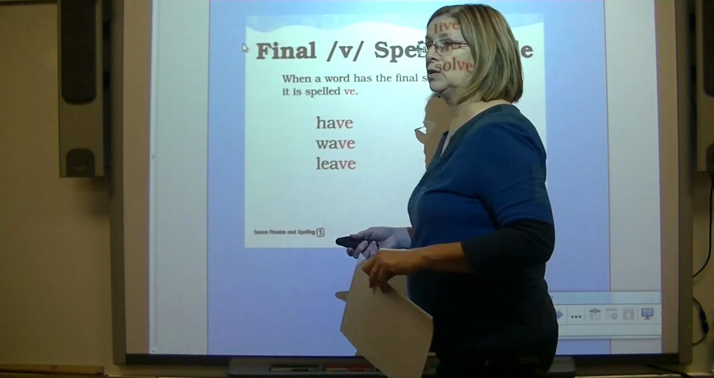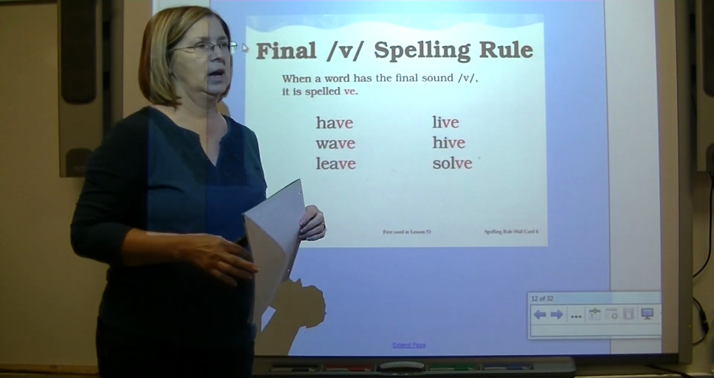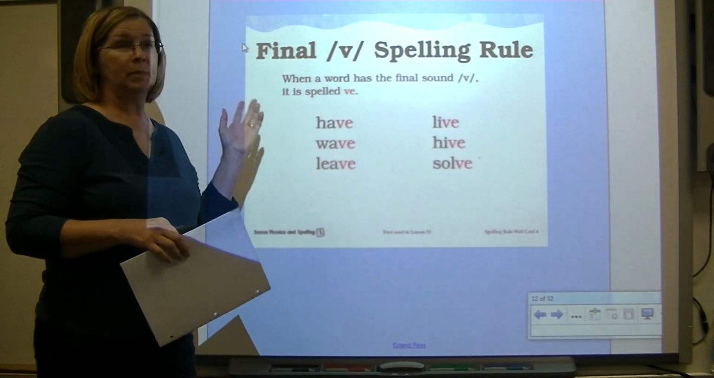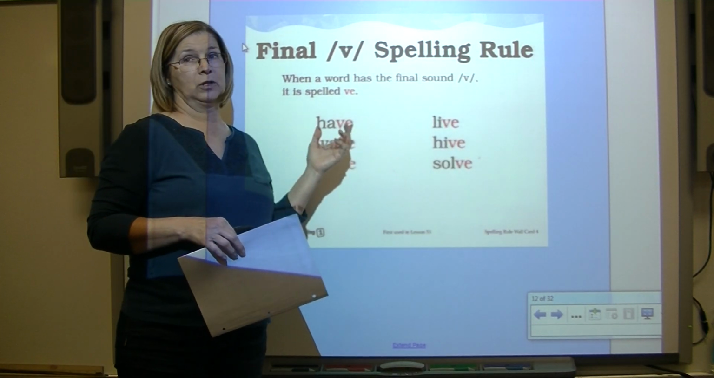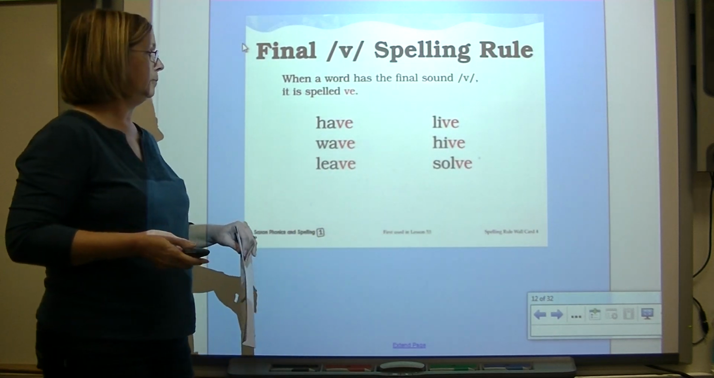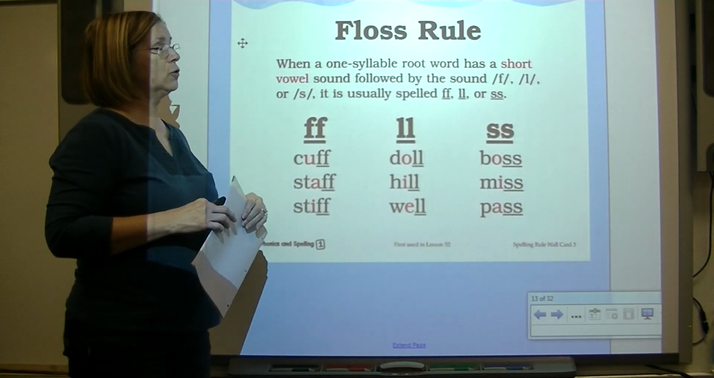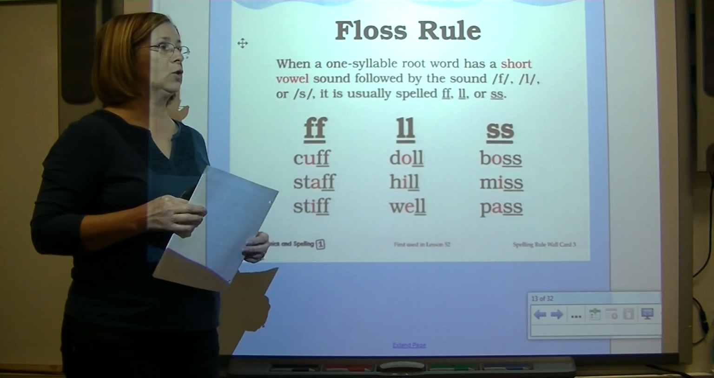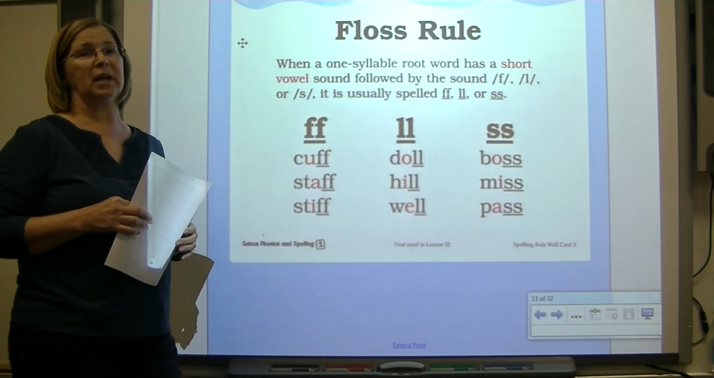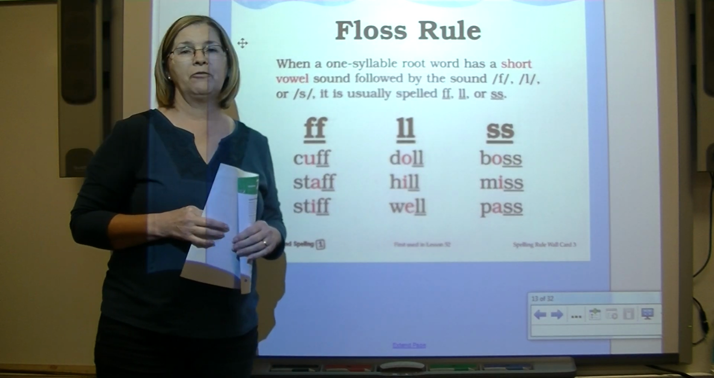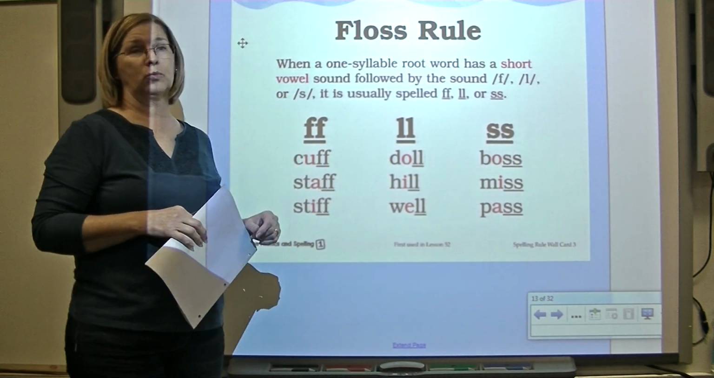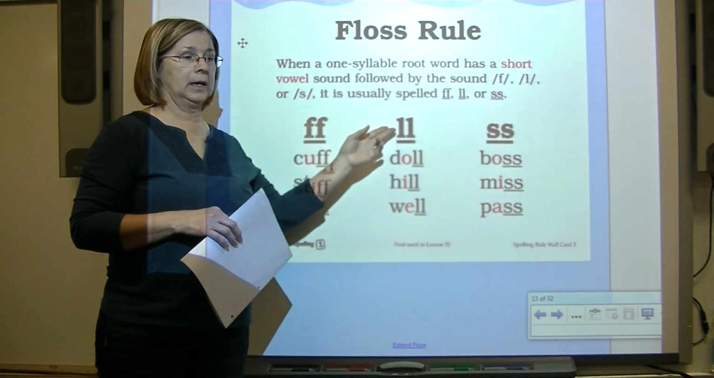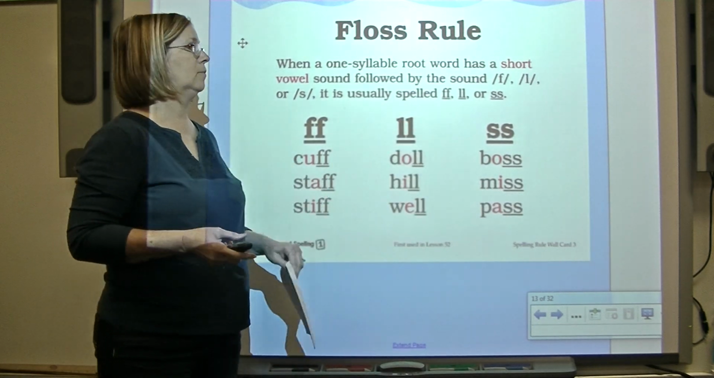All right, whenever we're spelling a word that has V at the end, we don't just spell it with V, we spell it with VE. English words don't end with just V. Okay? The floss rule says that when a one-syllable root word has a short vowel sound followed by the sound F, L, or S, then we use twin consonants, FF, LL, or SS.